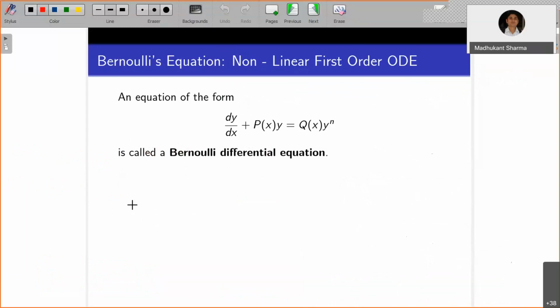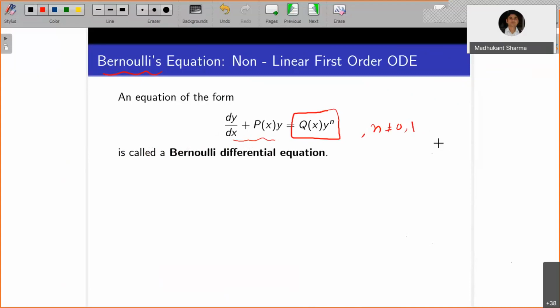Now the next equation is non-linear, but it can be reduced to a linear case. This equation is known as the Bernoulli equation. The left hand side is okay, but on the right hand side you have q of x times y to the power n. This makes it non-linear whenever n is not equal to 0 and 1. If n equals 0, y to the power 0 is 1, so it's a linear case.